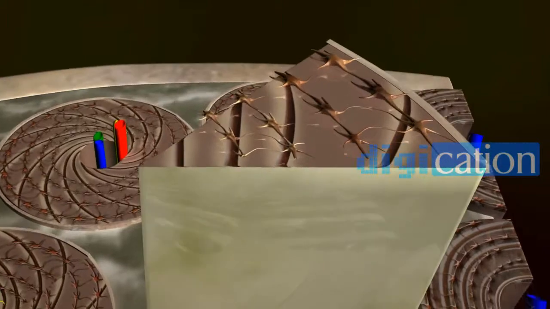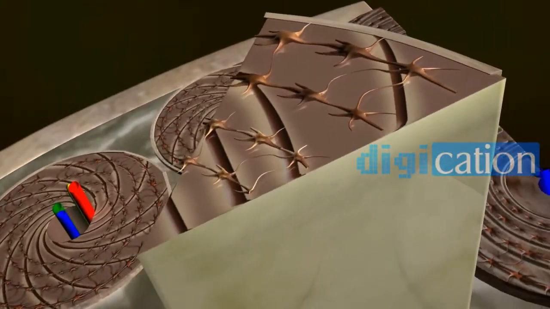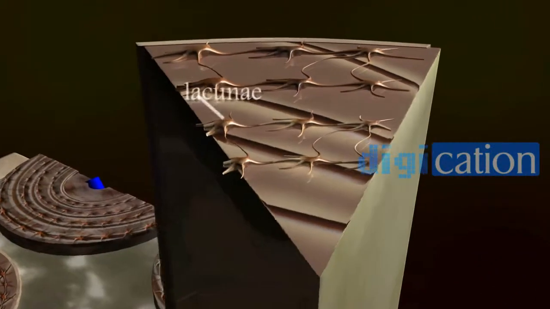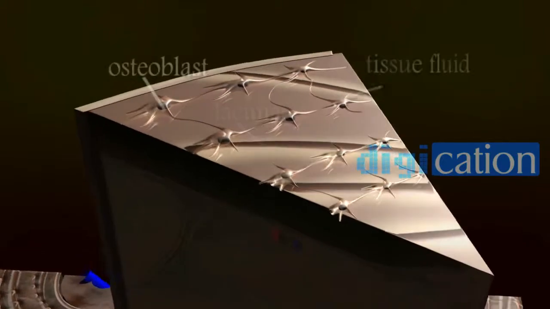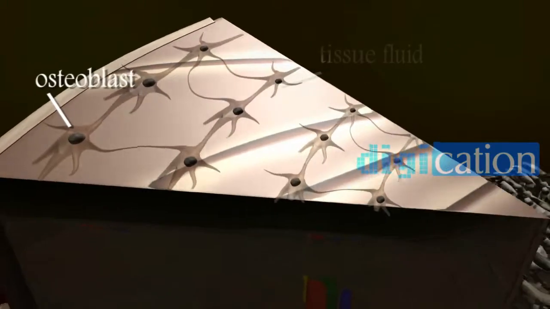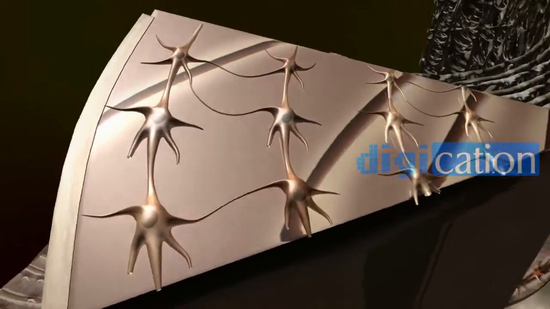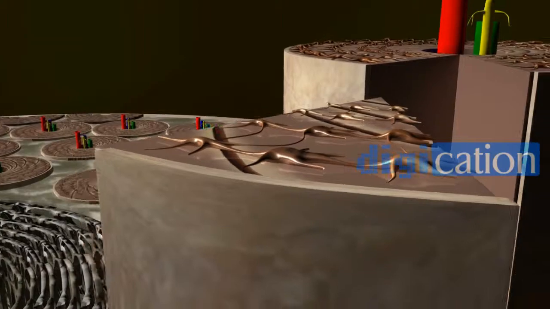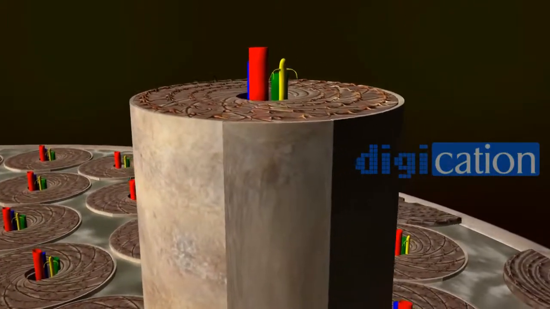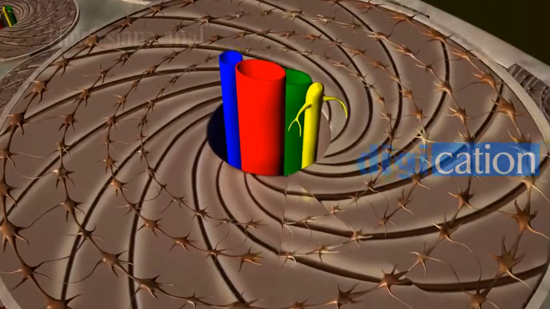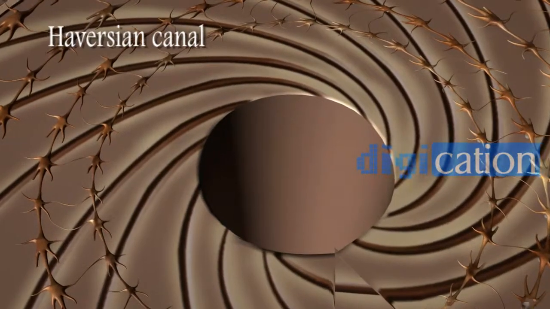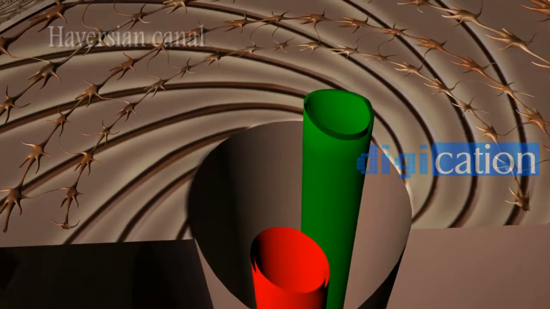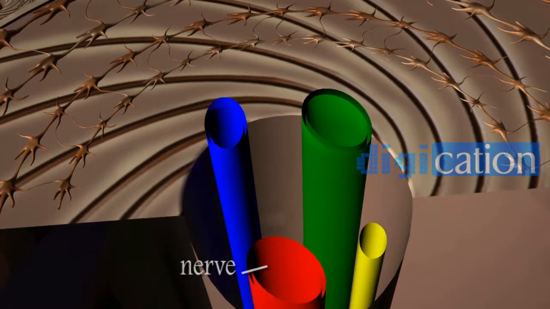In between the lamellae, we observe flat irregular spaces known as lacunae. They contain the tissue fluid along with osteoblast. The lacunae are connected to each other by fine channels called the canaliculi. The longitudinal central canal is known as the Haversian canal. It contains the nerves, blood vessels, and the lymph vessels.